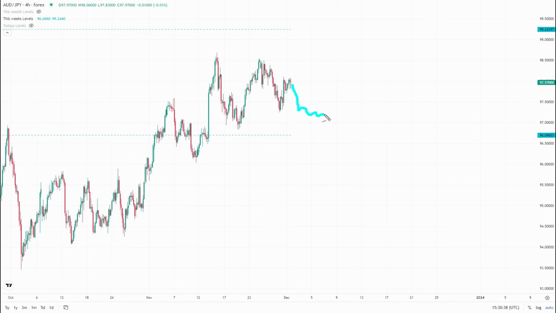So any pullback into the interest rate decision, I'm going to be looking for a break higher on the interest rate decision, and then I'm going to wait to see it settle down. And then that's going to provide the opportunity for a follow through into the 99.24.